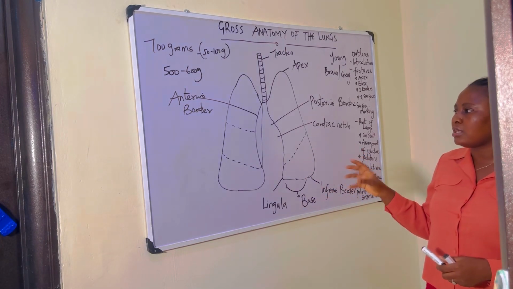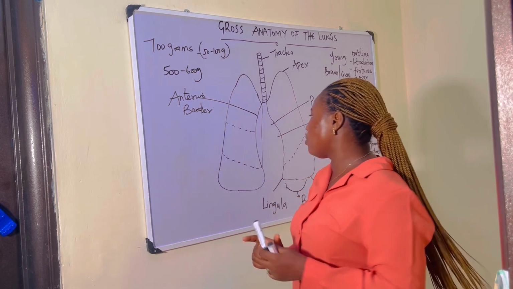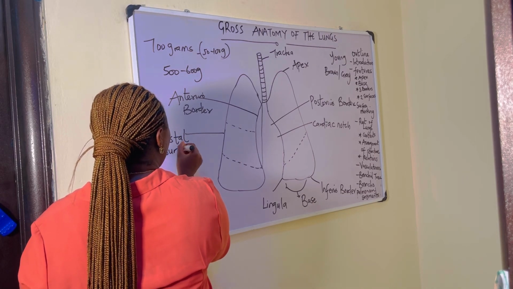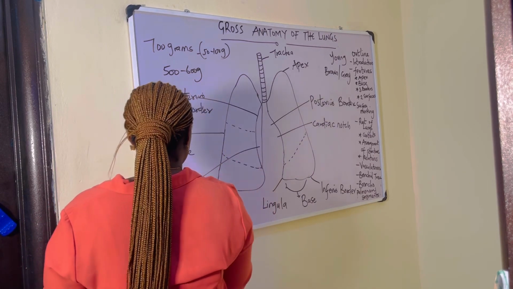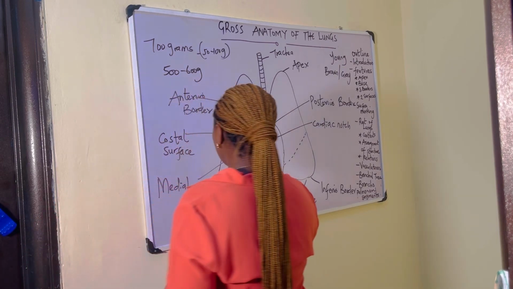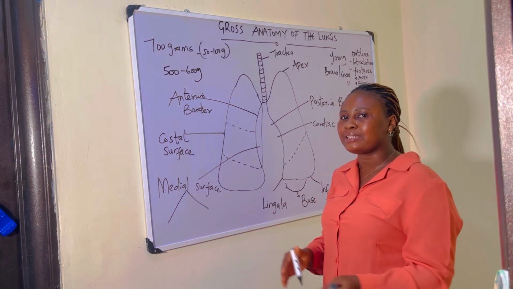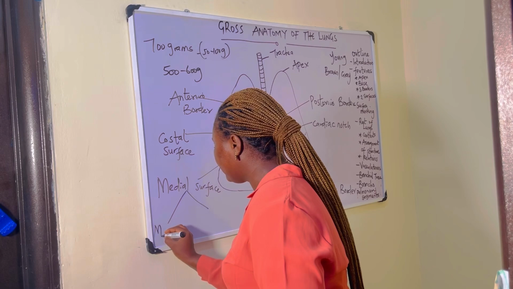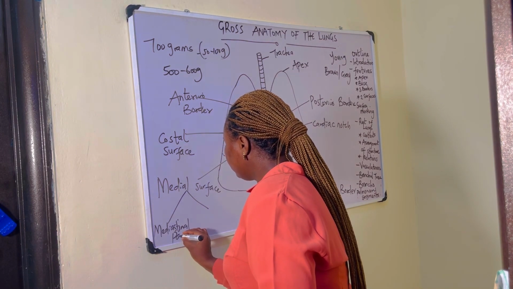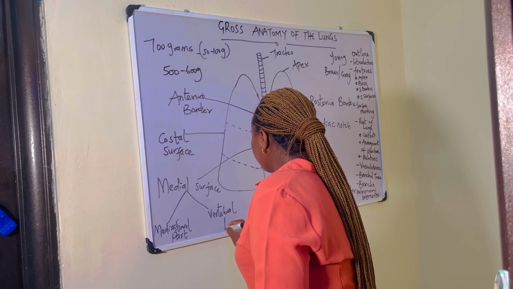Then the next one we are going to talk about are the surfaces of the lung. We have two surfaces, the medial surface and the costal surface. This is the costal surface, and this is the medial surface. This medial surface is divided into two parts. We have the mediastinal part and the vertebral part. This is the mediastinal part and the vertebral part.